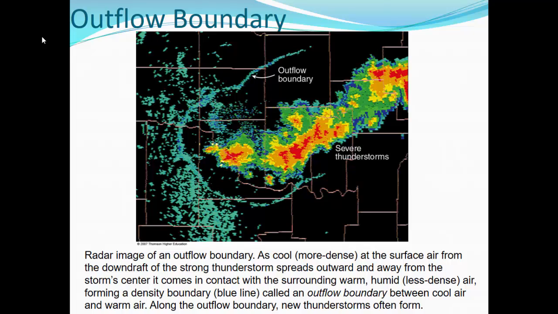So a radar image here of an outflow boundary, this cool, more dense air at the surface from the downdraft of the severe thunderstorm, or even just the strong thunderstorm, spreads outward and away from the storm center as it comes in contact with the surrounding warm, humid, less dense air, forming a density boundary. So there's literally a boundary of density differences, a shallow, almost like a front, and that's the blue line we see on the radar. This is known as the outflow boundary between the cool and the warm air, and along that outflow boundary, again, that's where new thunderstorms often form.